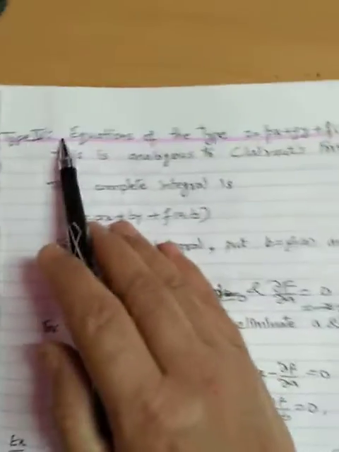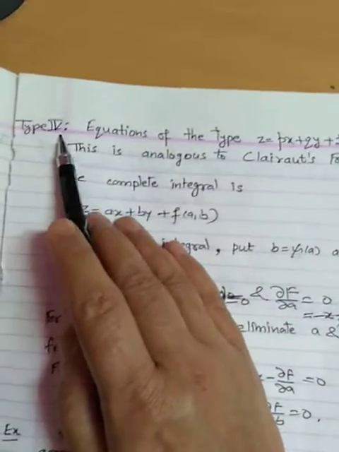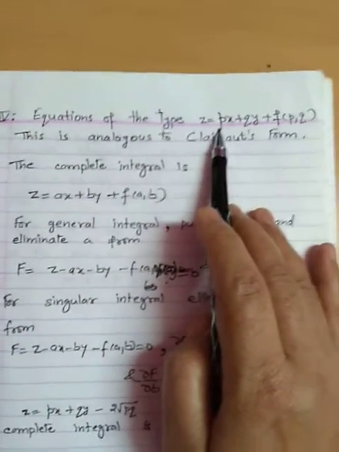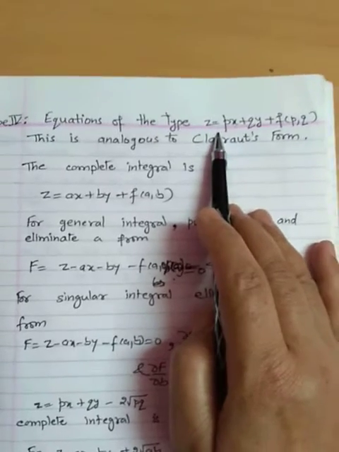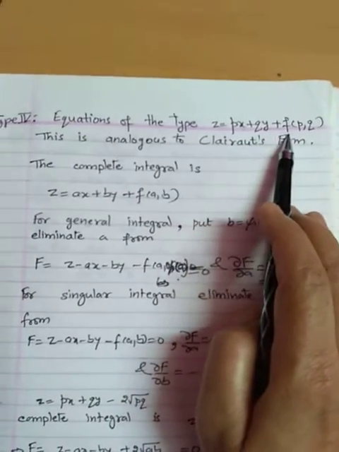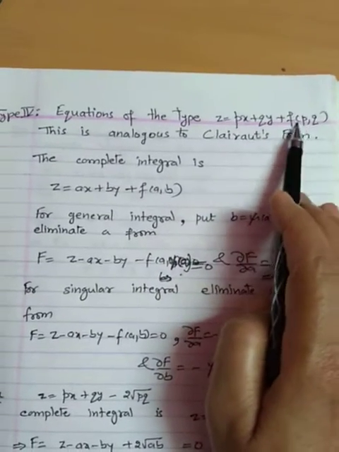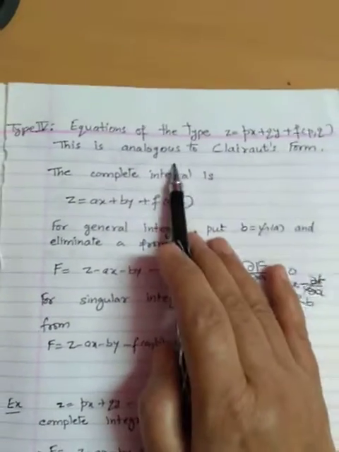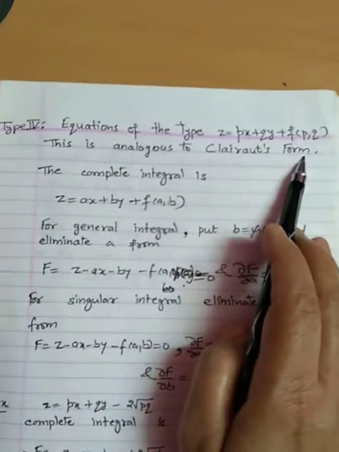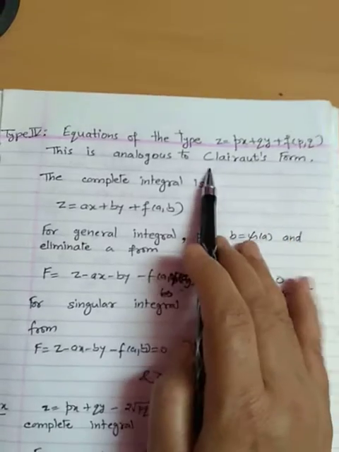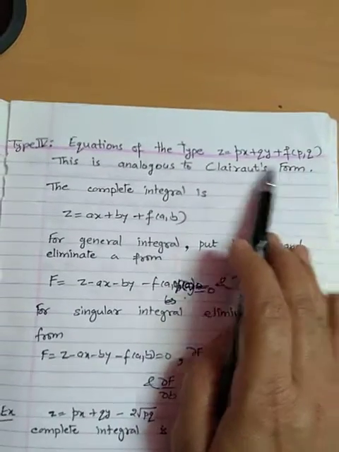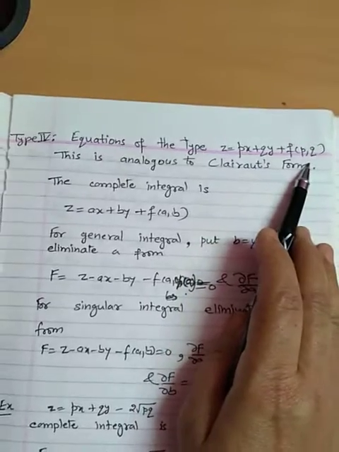Now type 4 equations. In type 4 we have equations of this form, z is equal to px plus qy plus f(p,q). So f(p,q) means a function of p and q. So this is analogous to Clairaut's equation. You must have studied Clairaut's equation in ODEs. So this equation is similar to that.